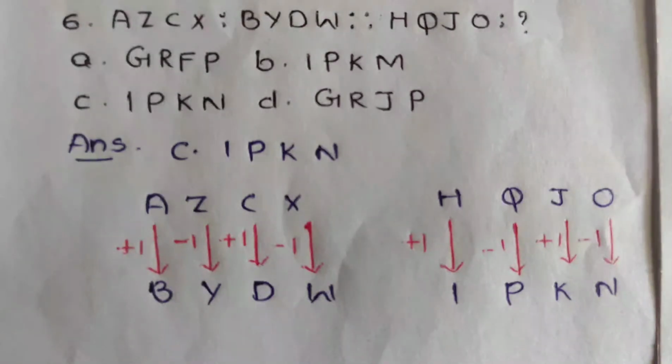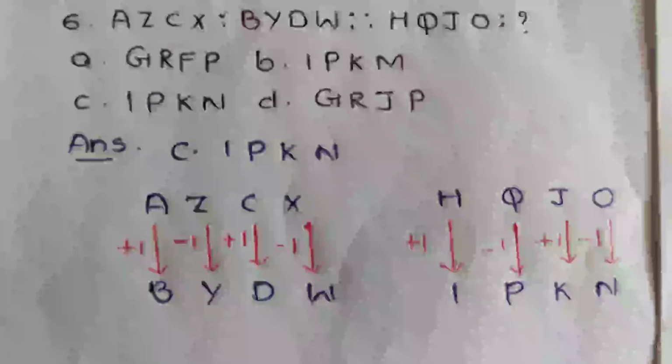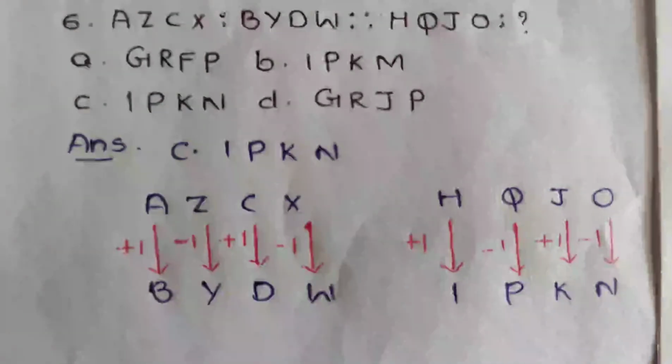So here they have been adding one letter to the first one, and they are taking away one letter from the second one, and again they are adding one for the third one, and they are taking one from the fourth one. So this relation is applied for the same set, second set also.